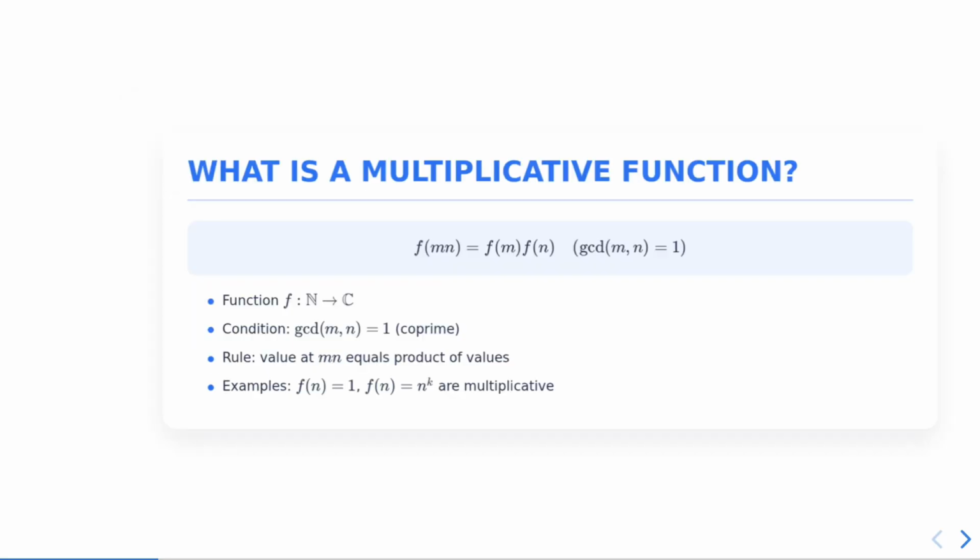Here is the general definition. A function on the positive integers is multiplicative if, whenever two numbers are coprime, its value on the product equals the product of its values. The equation at the top captures this idea. For coprime m and n, the function value at m times n breaks cleanly into the value at m times the value at n. So multiplicative functions respect multiplication, but only when the two inputs share no prime factors at all.